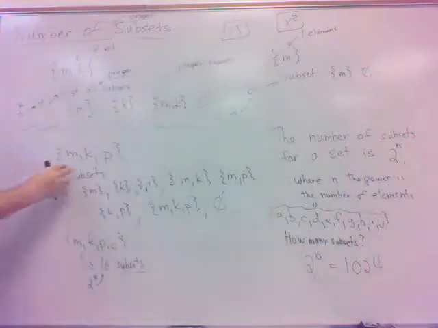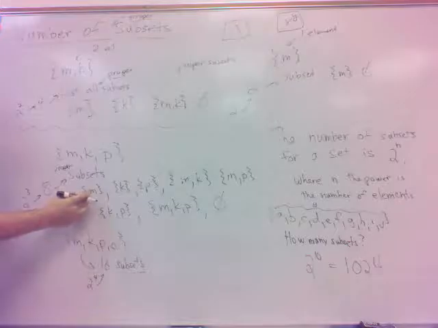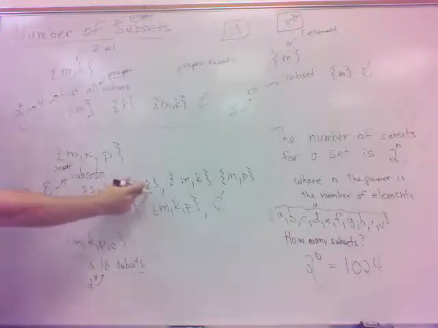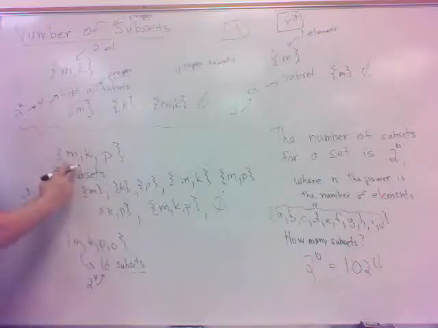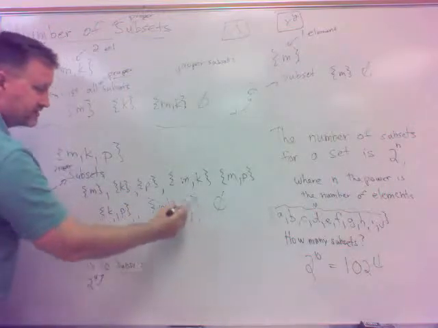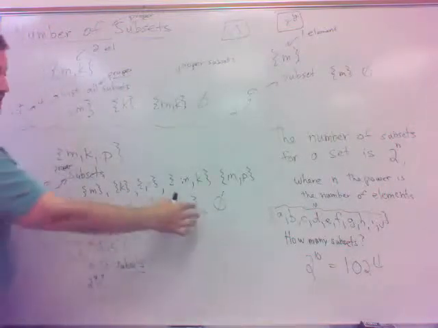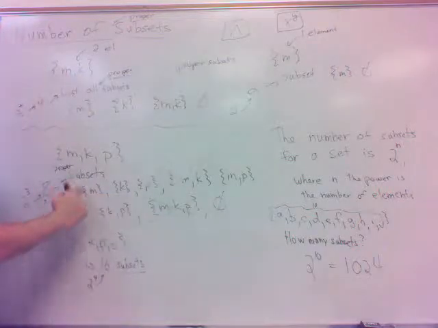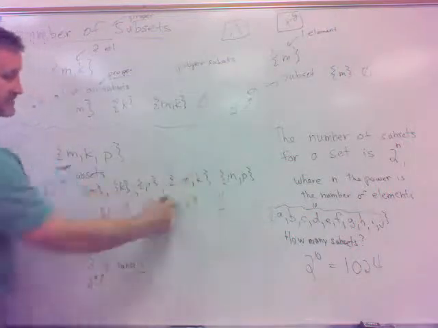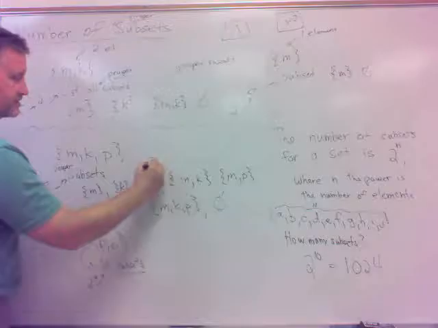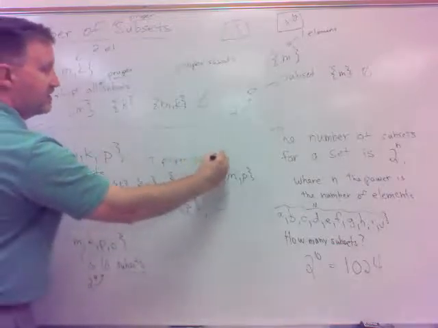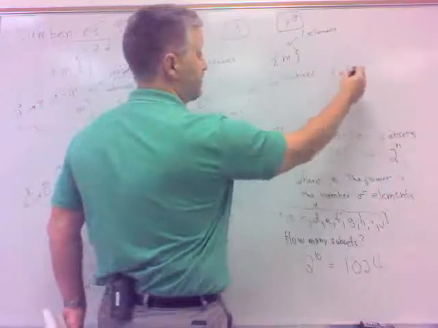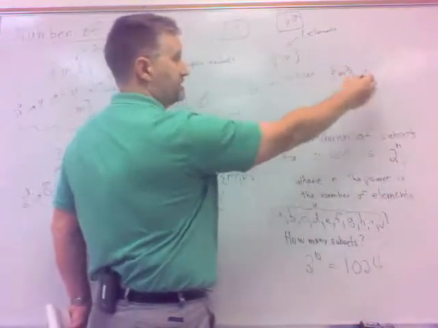Same thing down here. If I was going to do the proper subsets on here, is this one? Yes. This one? Yes. All these are because they're smaller. This one isn't, though, right? Because it's not smaller. So there's 1, 2, 3, 4, 5, 6, 7 proper subsets on this one. 8 subsets, but 7 proper subsets. And then up here, this one's not smaller, so there's only 1 proper subset.